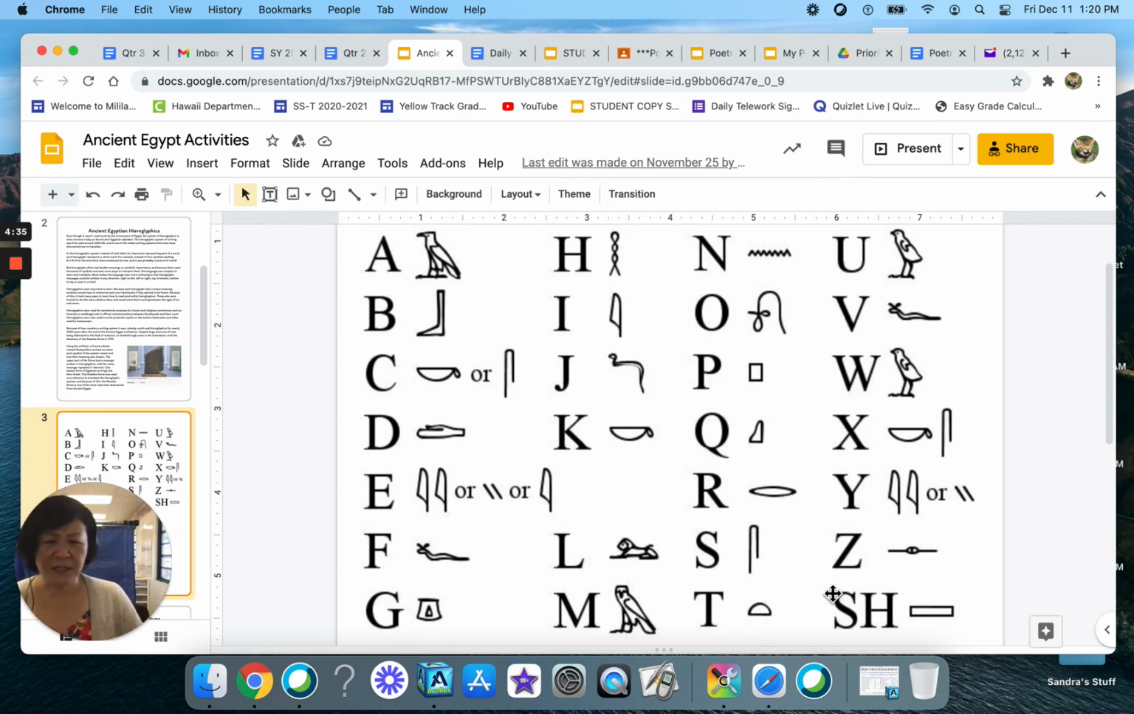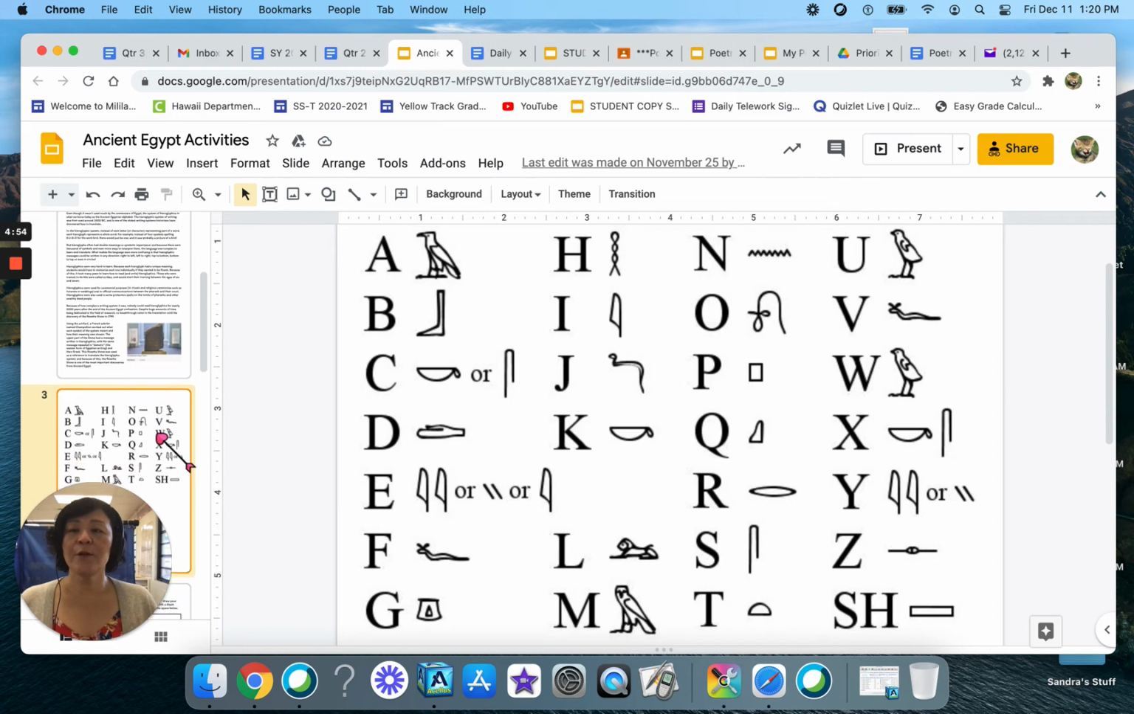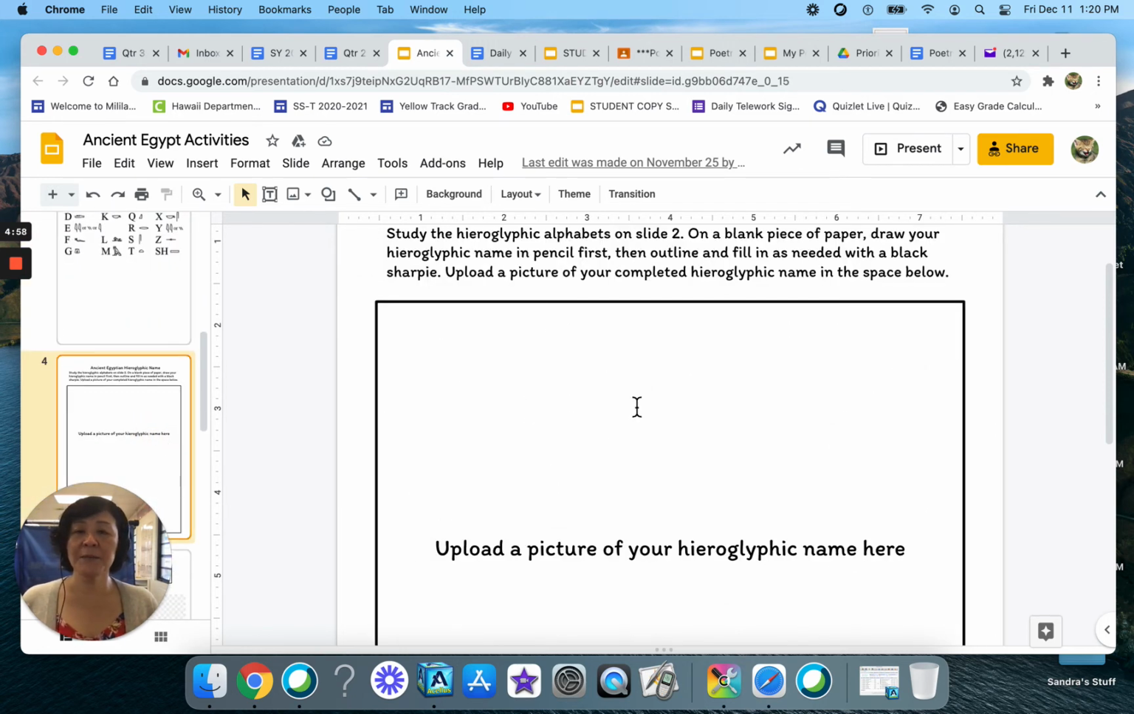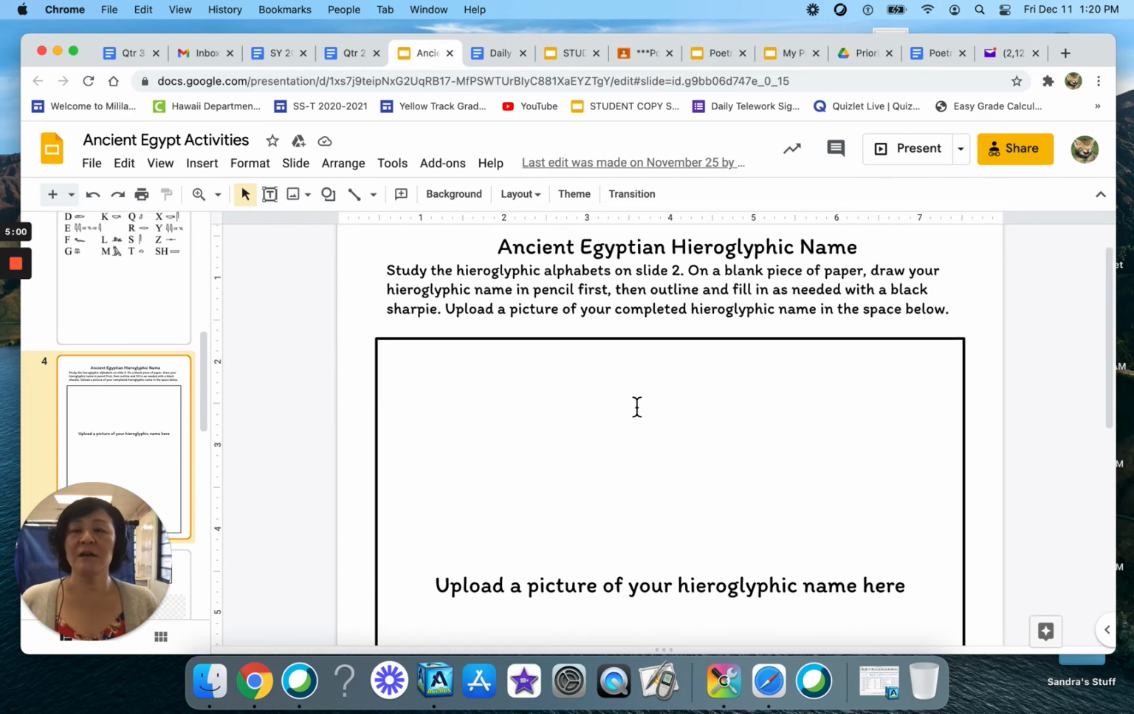But there's also this SH. So for somebody whose name is like Shyla, instead of doing the S and the H, you could just do this one symbol. That's kind of neat for her, actually. Okay? So you're going to use these letters for your hieroglyphic assignment, which will be done on slide 4.